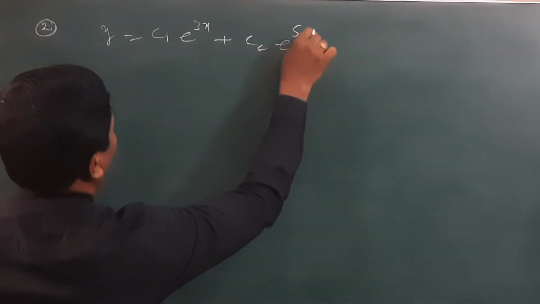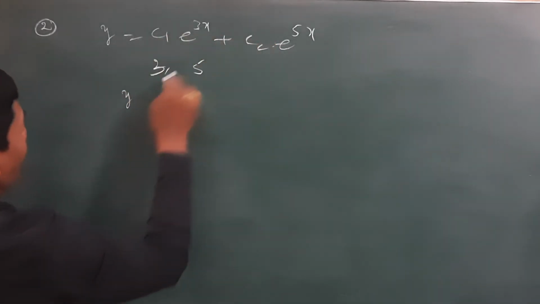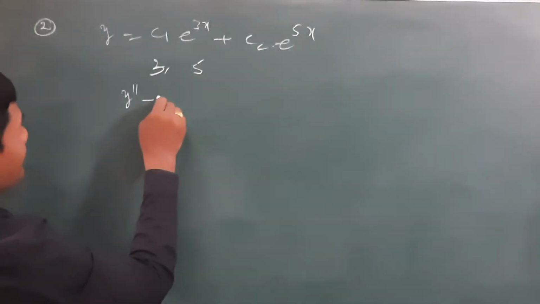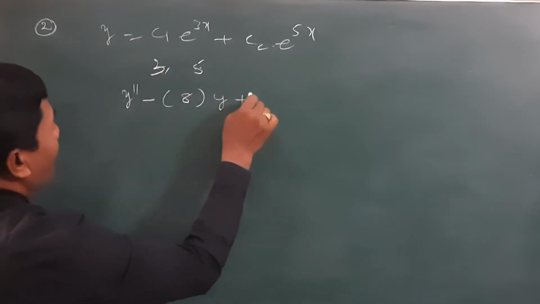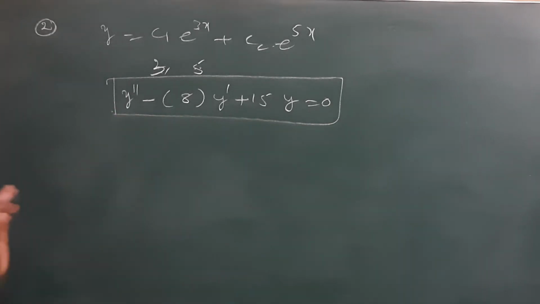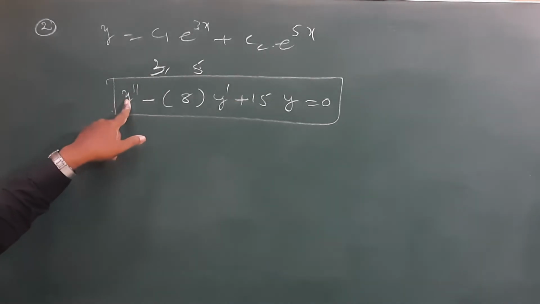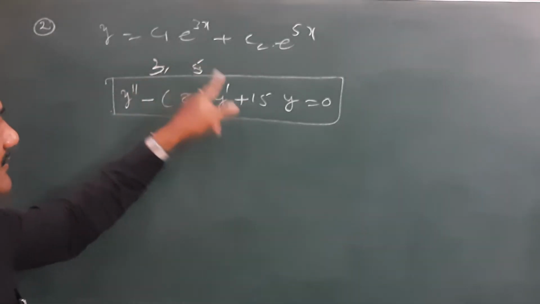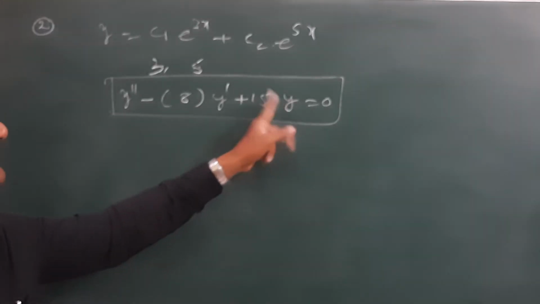Suppose second example, y is equal to c1 e power 3x plus c2 e power 5x. So what are the roots? 3 comma 5. How many constants are there? 2 constants. So y double dash minus sum of roots, that is 3 plus 5 is 8, y dash plus 3 into 5, 15, y is equal to 0. This is the formation of the differential equation. There are 2 constants, so we begin with y double dash. Sum of roots is 8, product of roots is 15. That is y double dash minus 8y dash plus 15y is equal to 0.